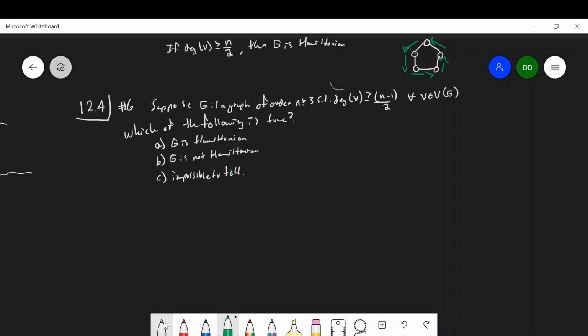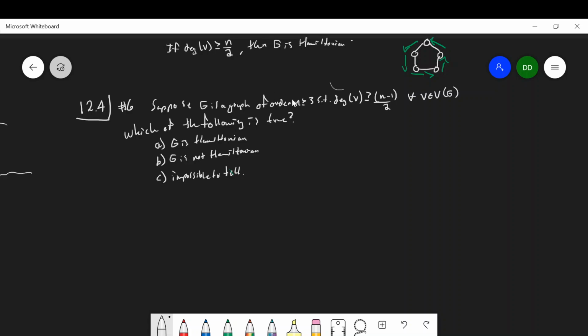But the degrees of the vertices here are, what, 2, which is not, right? This would be 5 over 2, which is 2.5. So this would say if we have a vertex of degree 5, or of order 5, and every vertex has degree at least 3, then it'll be Hamiltonian for sure. But here we can get away with less. And so this, remember, does not go both ways. It's not true that if a graph is Hamiltonian, it has to satisfy that degree condition.